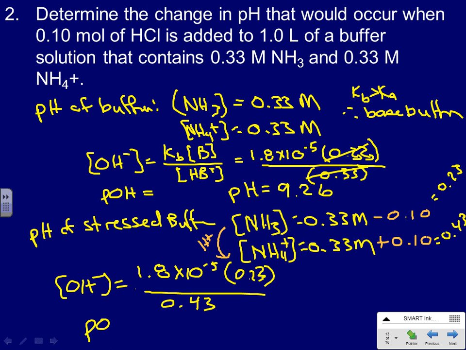I'm getting a pOH, I'm getting a pH, and in the end, the question is asking me for the delta pH. How much did it change by adding this strong base? Sorry, strong acid. And I'll take the pH and then the delta pH if somebody has it.